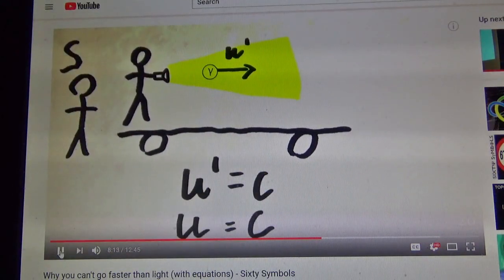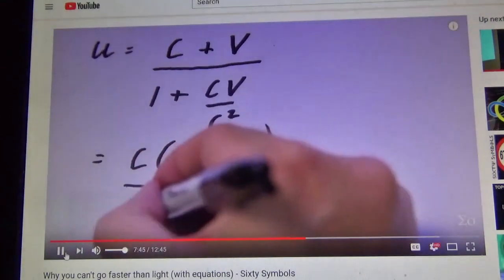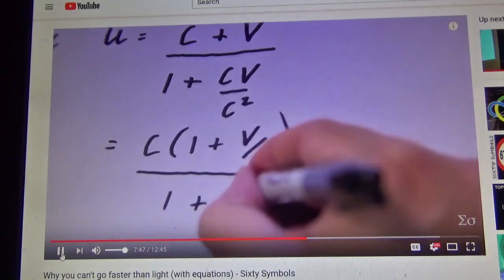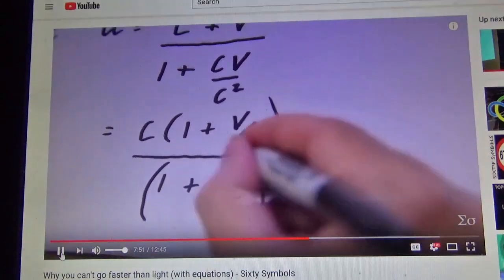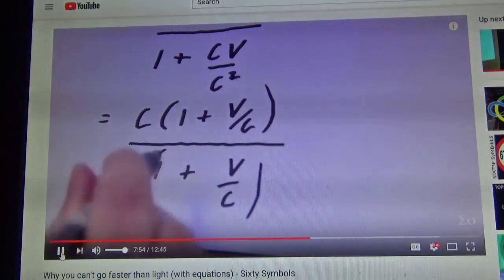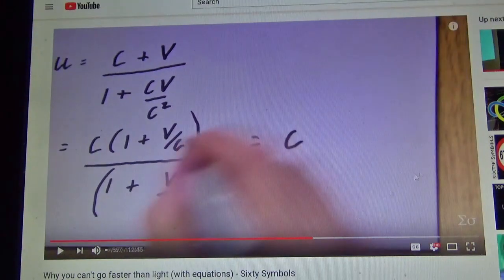Still the speed of light. You haven't actually added to its speed at all. And I guess to cancel the c over c squared, so I end up with, here we go, plus v over c, which you'll notice is just the same as the term there. So this is the same as that, which just basically means that this whole thing is just equal to the speed of light.